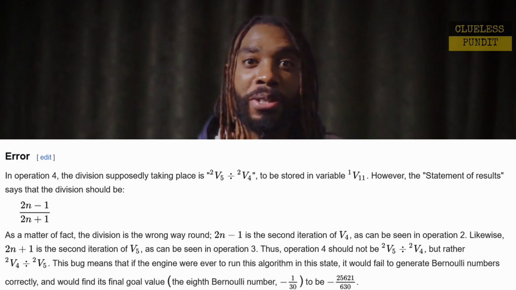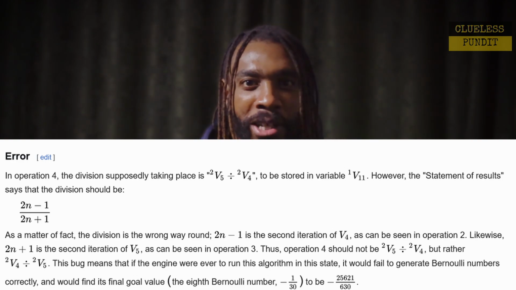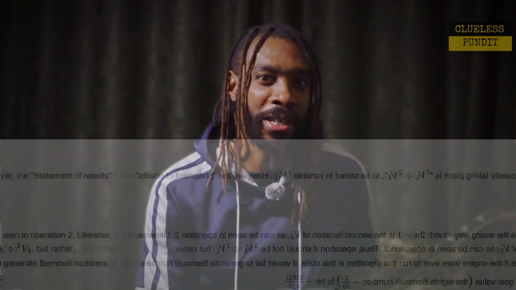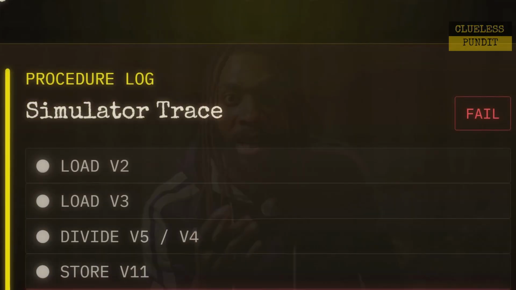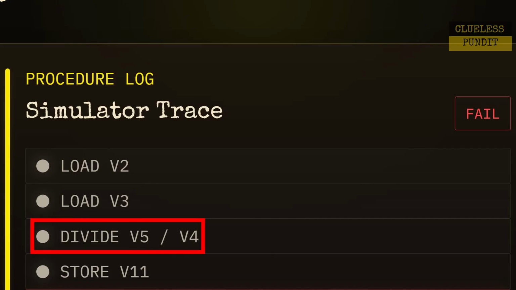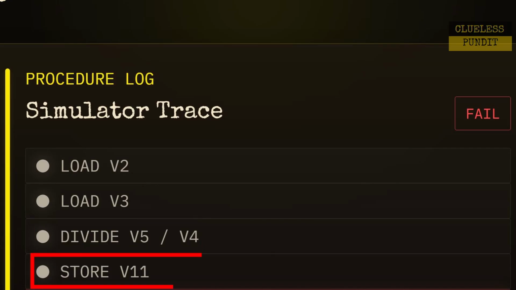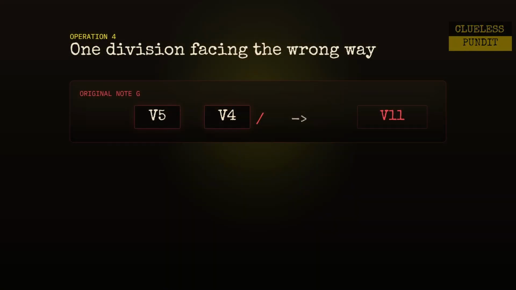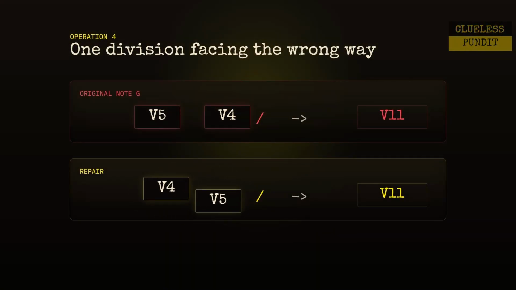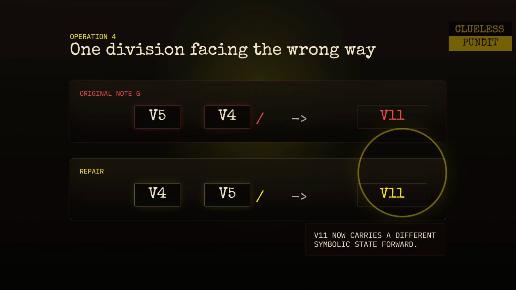But I did not just want to repeat the claim like a man confidently reading road signs from the passenger seat. I wanted to test it. Now, for the curious, Operation 4 tells the machine to divide the value stored in V5 by the value stored in V4, then places the result in V11. In plain terms, V5 divided by V4. The suggested repair is to reverse it, V4 divided by V5.